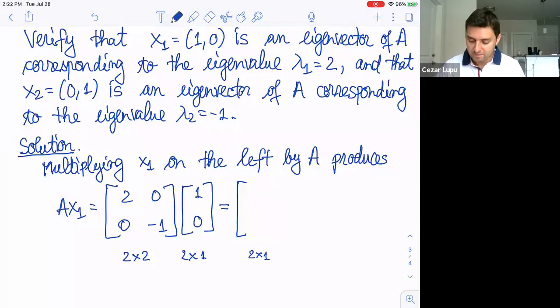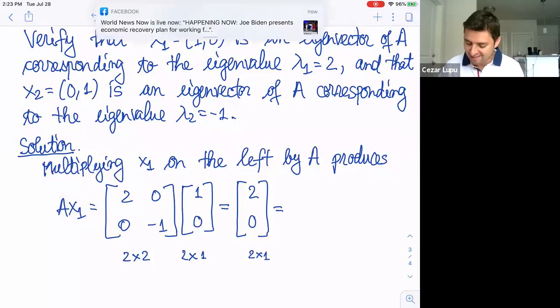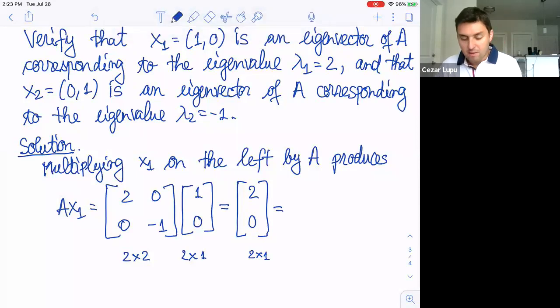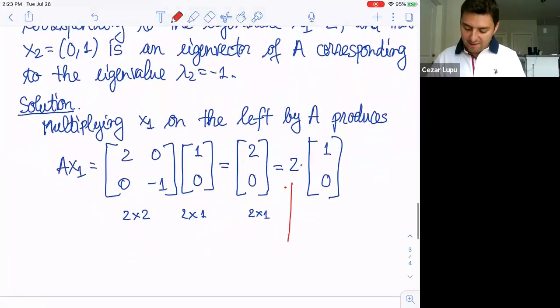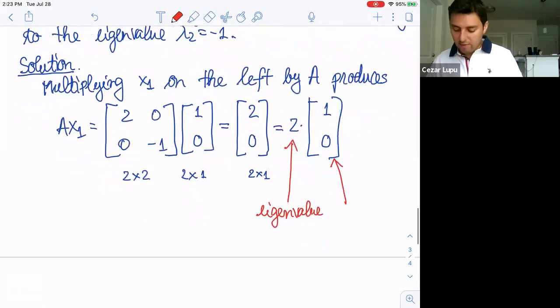Two, 0. Indeed. But I want somebody else to answer, not just only Liliana. Anyway. All right. And as you can see, I can factor out 2, and I can write this as 2 times 1, 0. Right? Guess what? At this point, I can say that, look here, this is the eigenvalue. And this guy right here is the eigenvector.